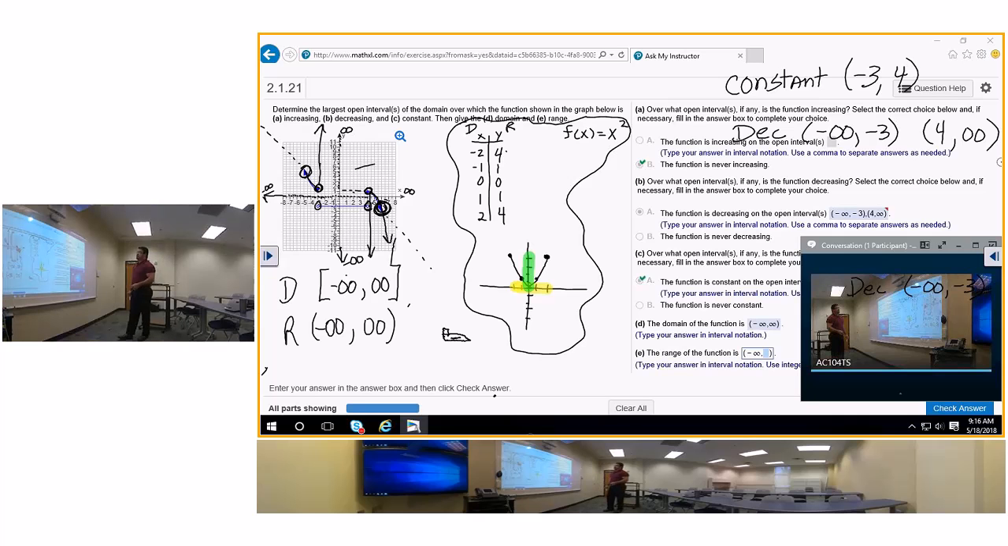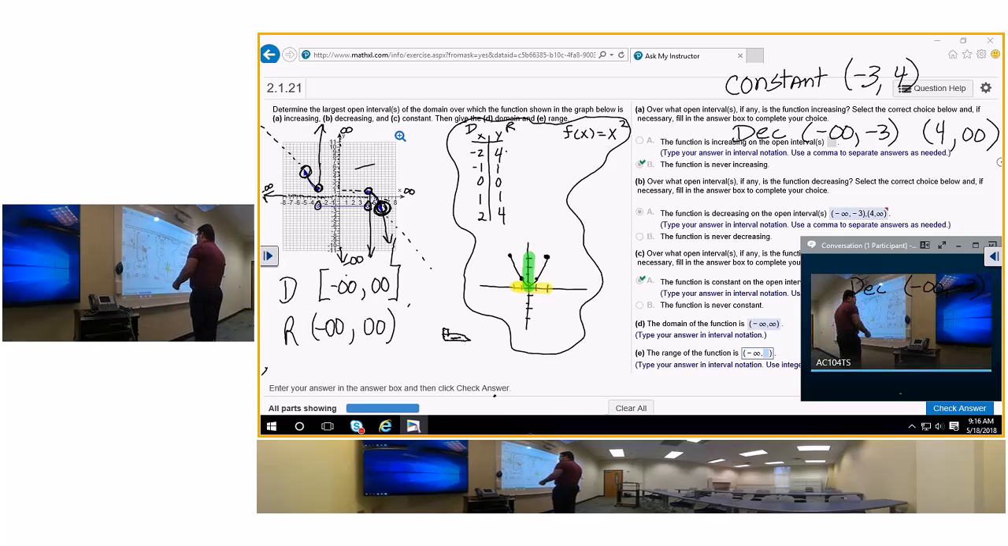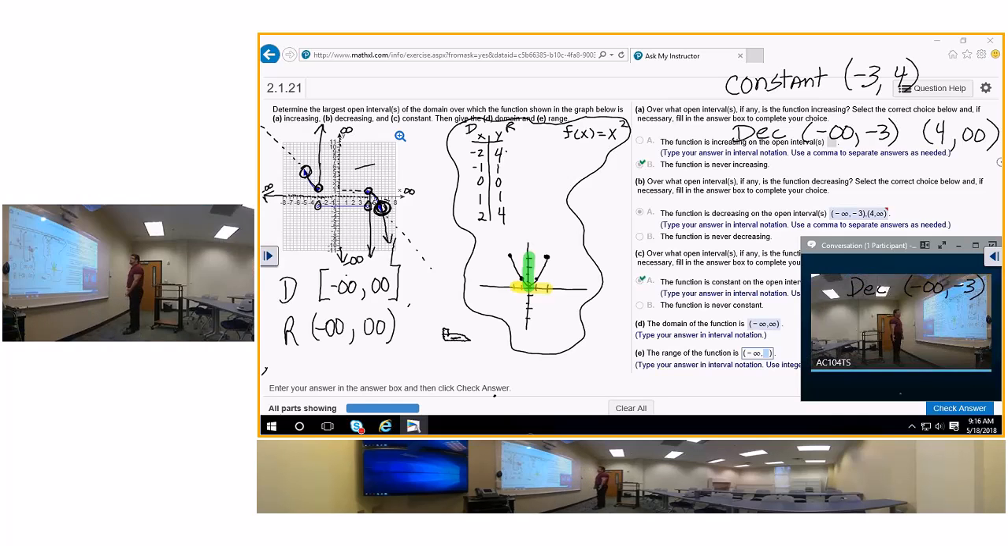All right? So you got your domain, which is going to be all your x values that are being used, and your y values that are being used. And then you got your increasing and decreasing. And in this case, we didn't have an increasing. Okay? Because everything's going downhill except for the constant.